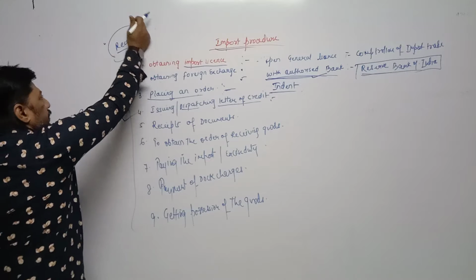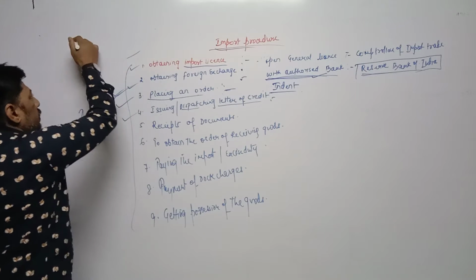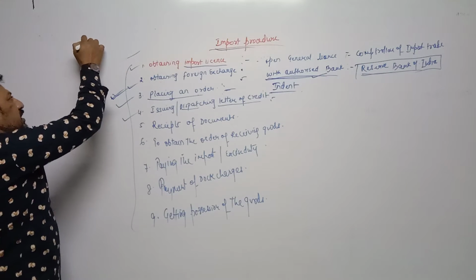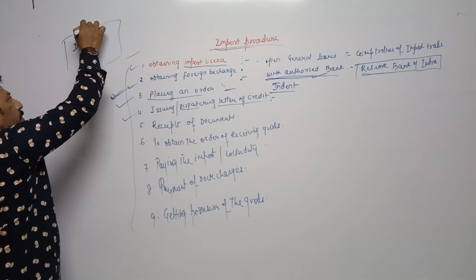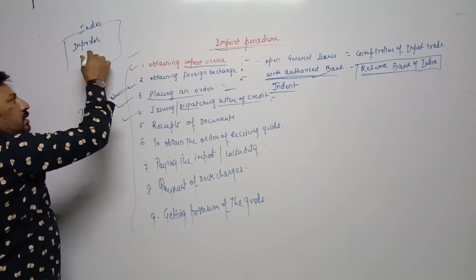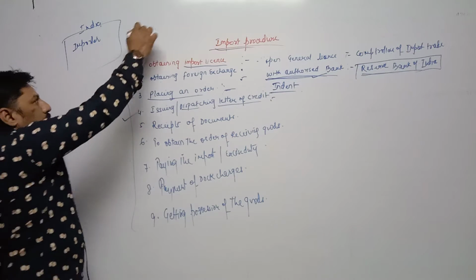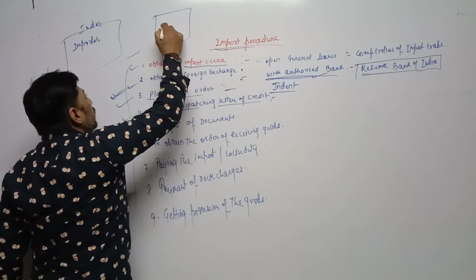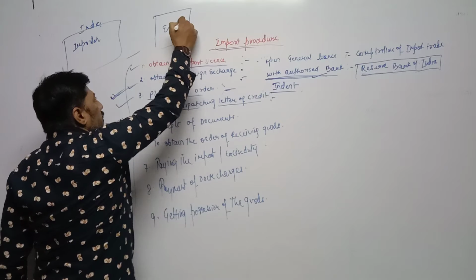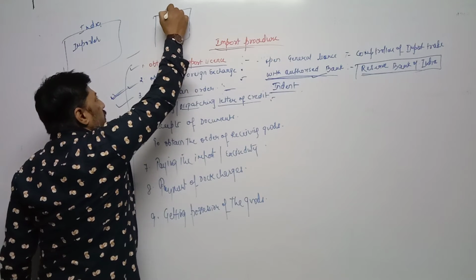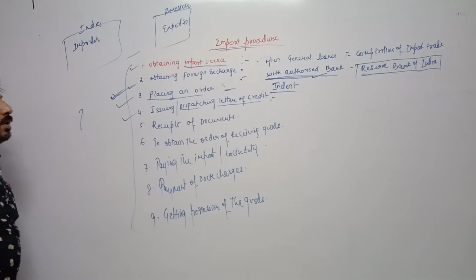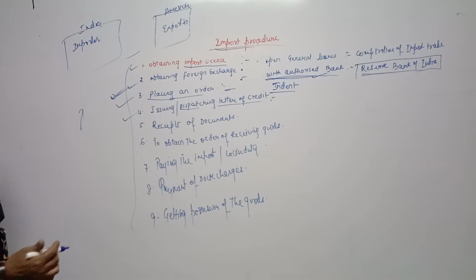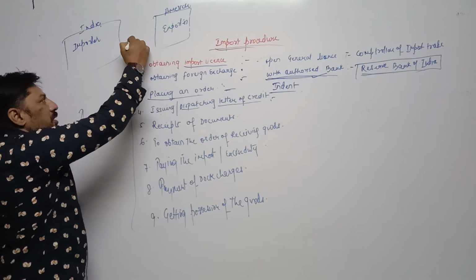For example, this is the importer. Importer means, suppose, an importer of India. Now he has to purchase goods from an exporter, suppose an exporter of America. Now if this importer wants to purchase goods in bulk quantity, that is also on credit basis.